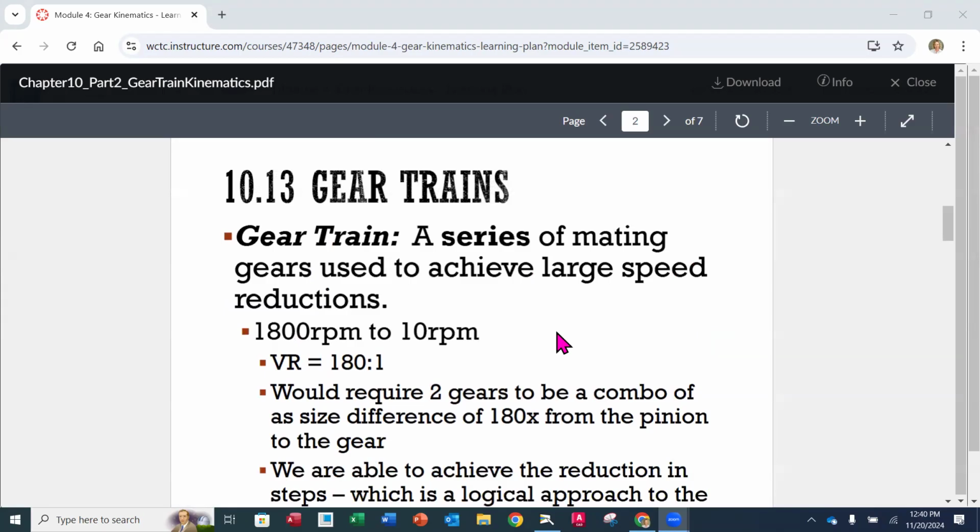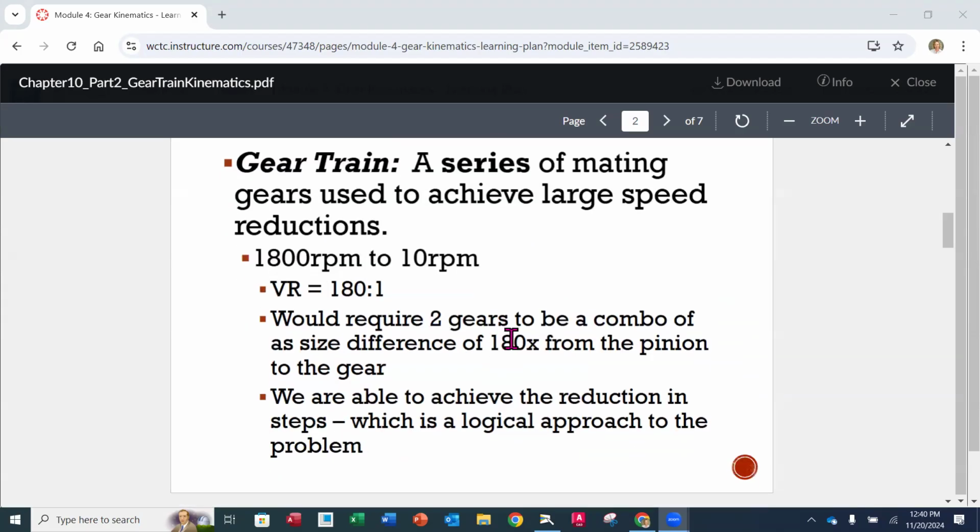A gear train is a series of mating gears to achieve large gear reductions. For instance, if we want to go from 1800 RPMs and gear it down, slow it down all the way to 10 RPMs, if we would do that in one set of gears, our velocity ratio is going to be 180 to 1. That's simply taking the 1800 divided by 10. So we would have 180.